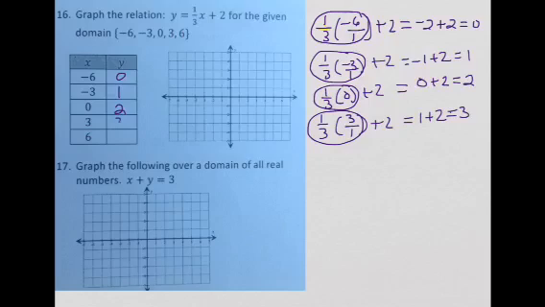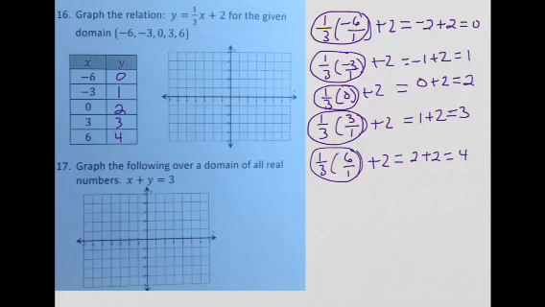And then 1/3 times 6, we put 6/1 plus 2. So this part right here is 6/3, which is 2. Plus 2, that gives you 4. So this is 4. Okay, so now we're going to plot the points.